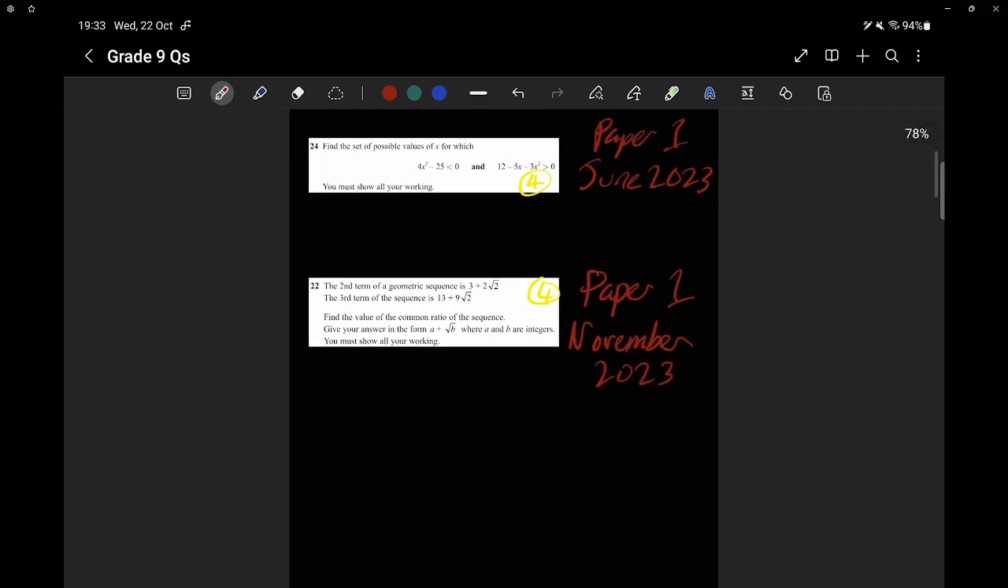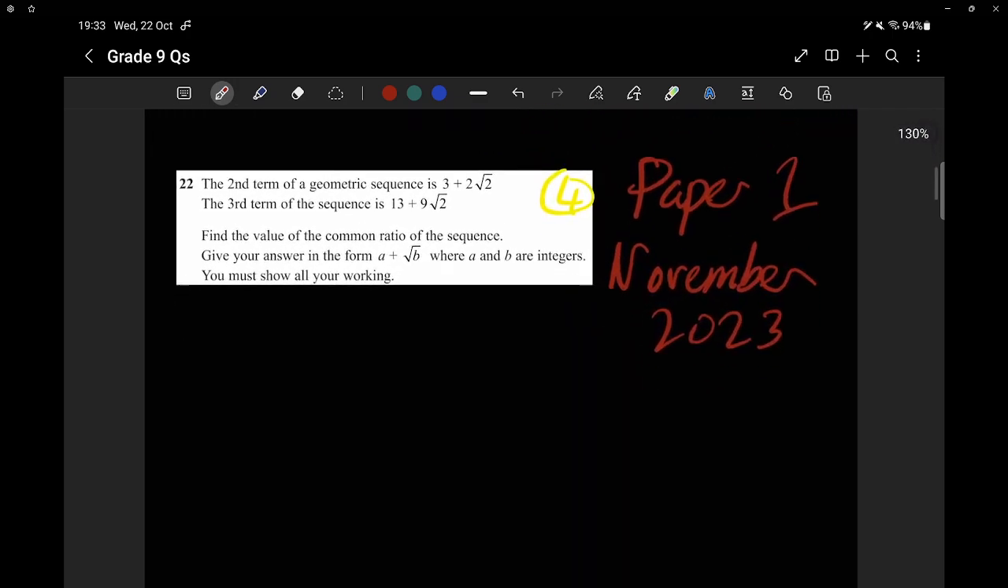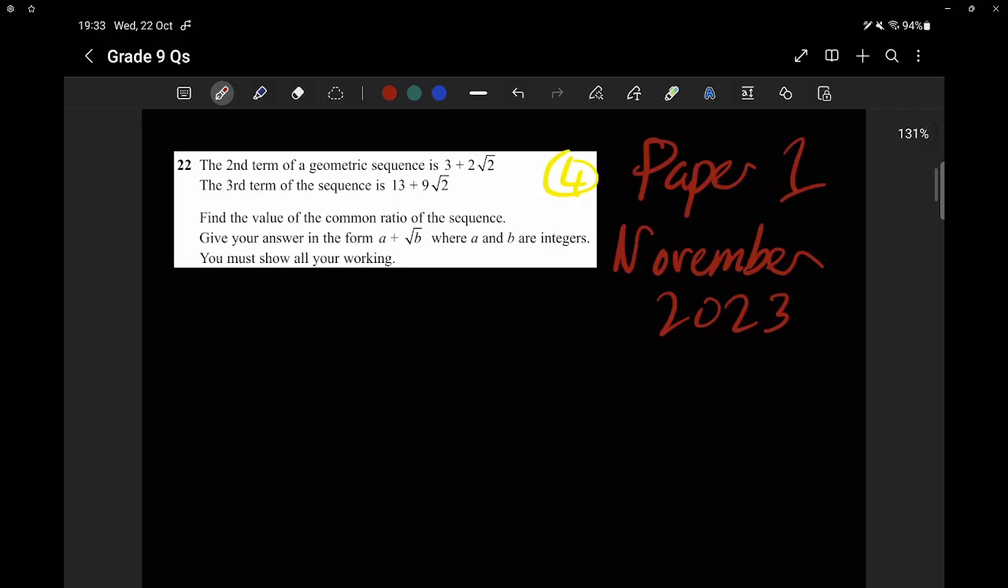So let's look at this first question. We have the second term of a geometric sequence is 3 plus 2 root 2. The third term of the sequence is 13 plus 9 root 2. Find the value of the common ratio of the sequence. Give your answer in the form a plus root b, where a and b are integers. You must show all your workings.